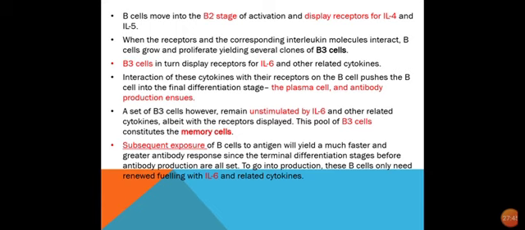A set of B3 cells, however, remain unstimulated by interleukin 6 and other related cytokines, albeit with the receptors displayed. This pool of B3 cells constitutes the memory cells. Subsequent exposure of B cells to antigen will yield a much faster and greater antibody response since the terminal differentiation stages before antibody production are all set. To go into production, these B cells only need renewed fueling with interleukin 6 and related cytokines.